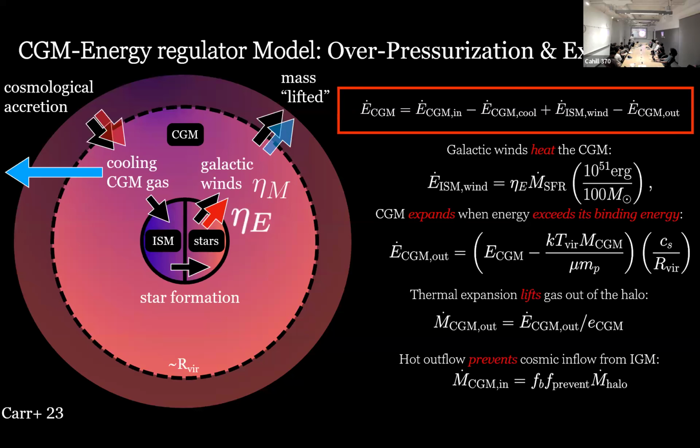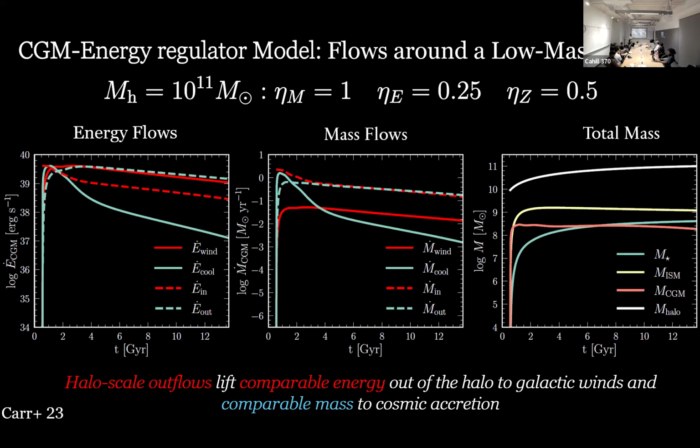And so that's the underlying mechanics of this model of thinking about the role that the CGM can play in regulating the gas supply and the star formation in these sorts of low mass systems. And so that's the model. So getting you a sense of how this could work just in a single halo.